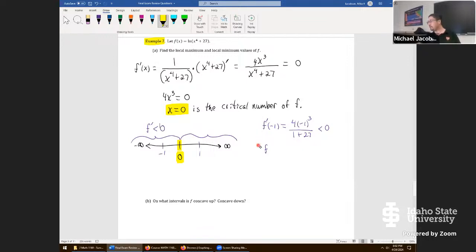You definitely want to remind yourself you're testing f prime at -1, f prime at +1, because it will remind you to come back to here, plug it into that function. But if that's a +1, this is just a 4 times 1, 1 plus 27, so this is 4/28, definitely positive.